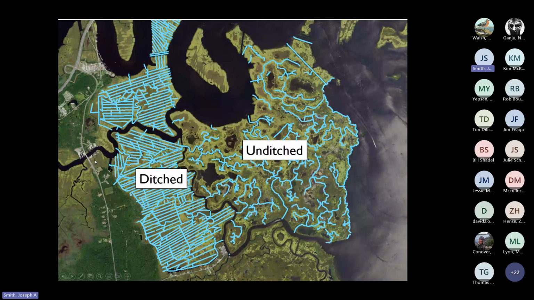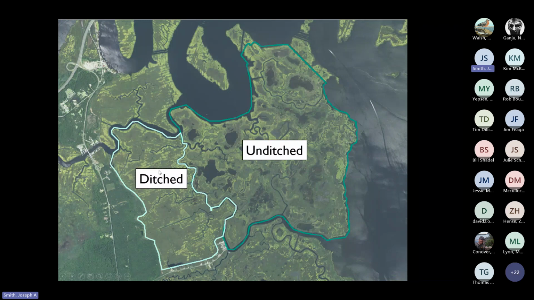I've been looking pretty intensively at a marsh we have on the refuge, Motts Creek Wilderness. That's the unditched marsh on the right there, about 1,600 acres, and I'm comparing it to this ditched marsh on the left. You can immediately see the incredible density of ditching that happened. You can also see that the unditched marsh has a lot more ponds, some really big ones.